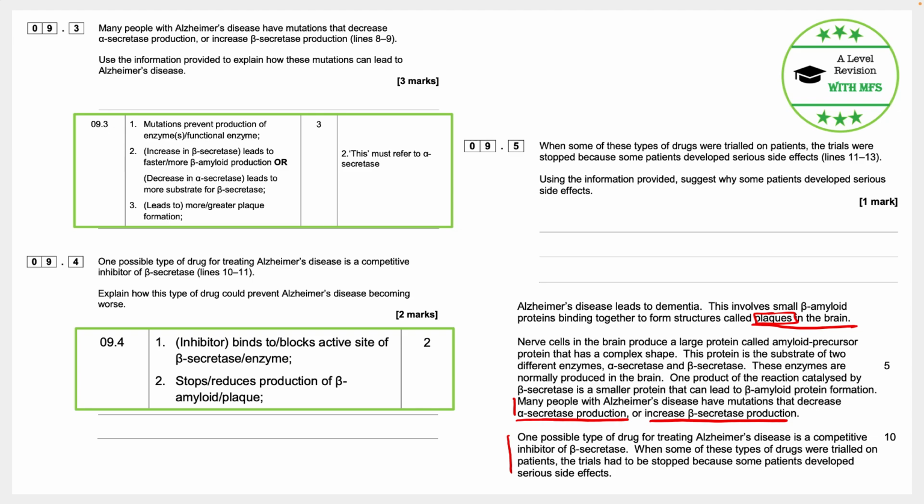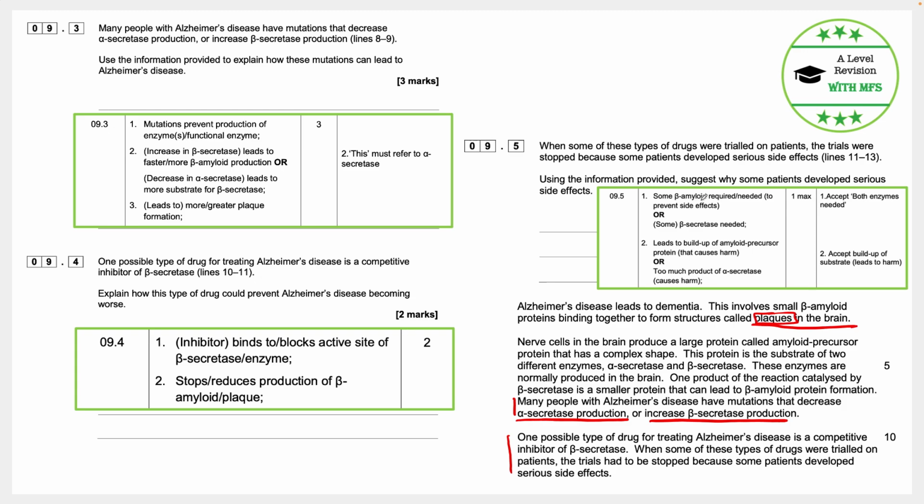And the answer for this question is basically that you need some of the beta amyloid to prevent the side effects. So you still need a small amount of beta amyloid in order for those side effects not to occur. However, this competitive inhibitor is inhibiting it sufficiently enough to prevent enough beta amyloid from being produced.